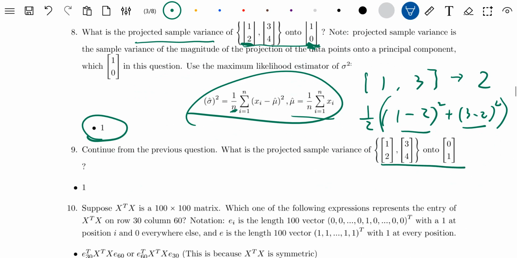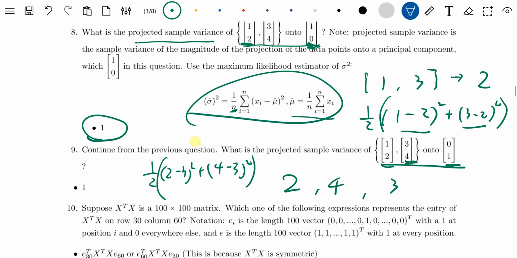And repeat the same thing. This is exactly the same. This dot this is 2, and this dot this is 4. So their average is 3, and half of 2 minus 3 squared plus 4 minus 3 squared. This is 1, and 1 again is 1.